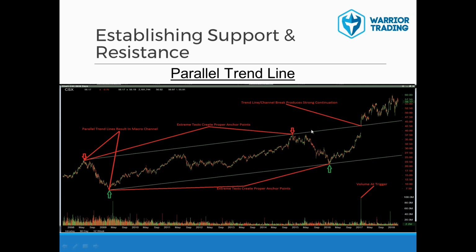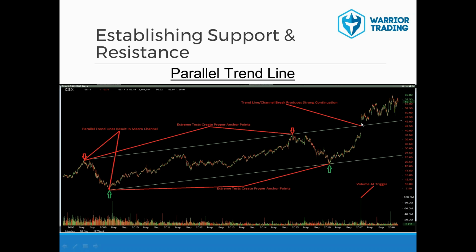The angle is what's important. If you're getting reactions at the angle between the two extreme points, the next time it reacts with that level should be a big reaction. All right, same thing with the bottom side, big support that it hit twice, and look what happens once we break out of the macro channel.